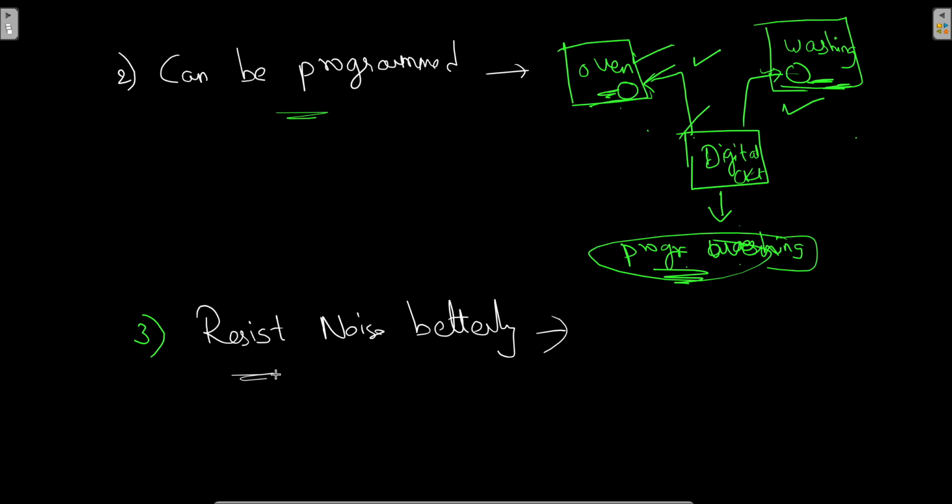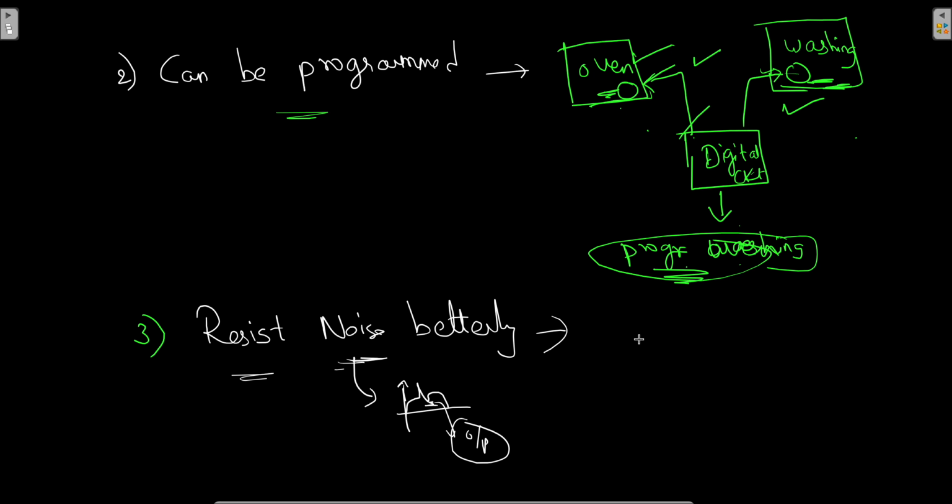How will these digital circuits resist the noise? Normally noise means an unwanted small amount of voltage that will be present in these circuits. In analog circuits, this noise will affect the output. But in digital circuits, this noise effect will be restricted.